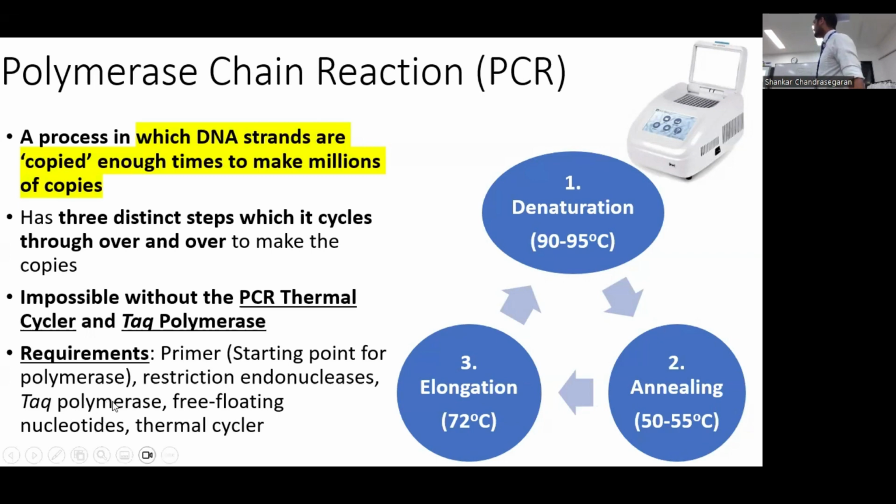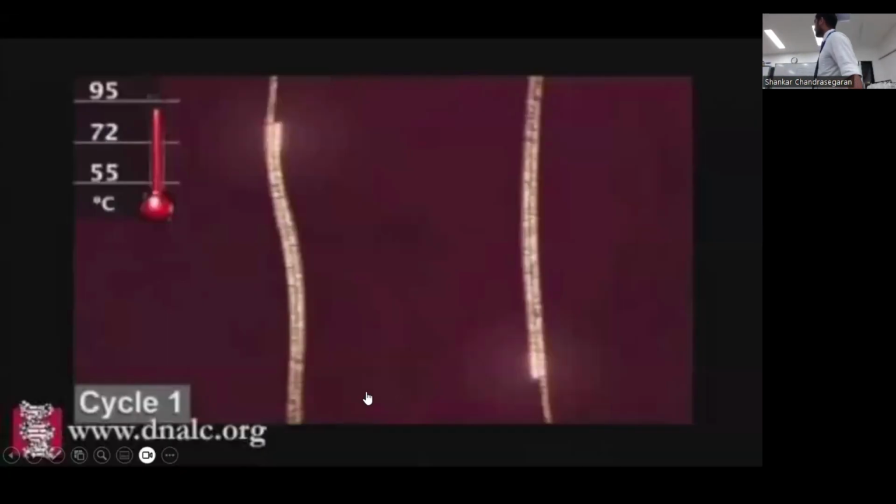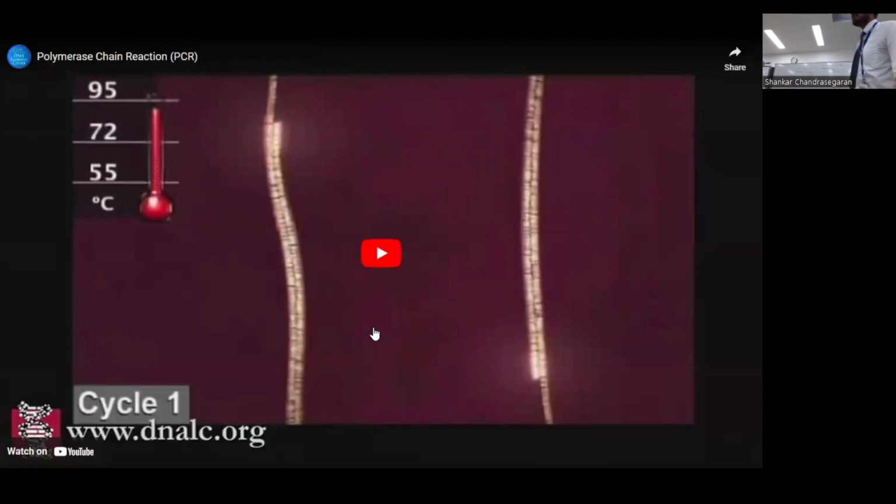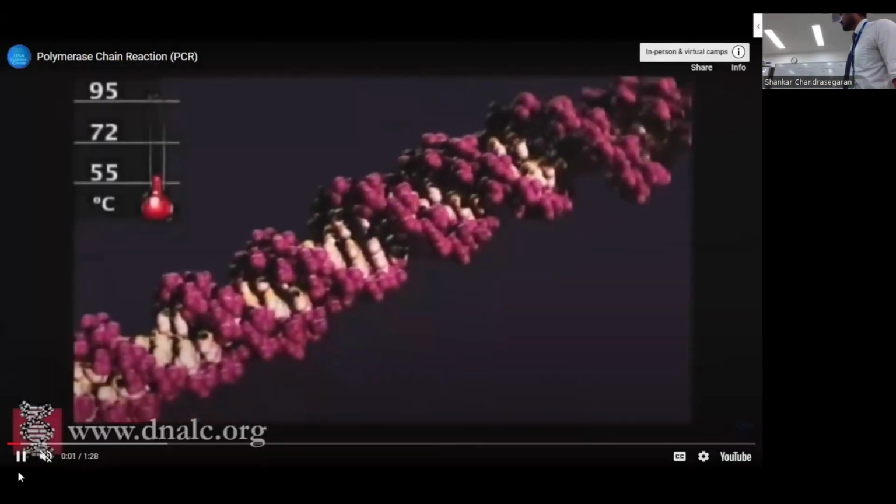Taq polymerase obviously is needed, and then free floating nucleotides, because for a DNA polymerase to make a functional copy, it needs nucleotides to then join together to form one chain. That's why it is needed that there are all the free floating nucleotides. And then lastly, the machine itself. So let's go through a short video that explains it. Make sure you're paying attention because it pretty much very clearly explains it.